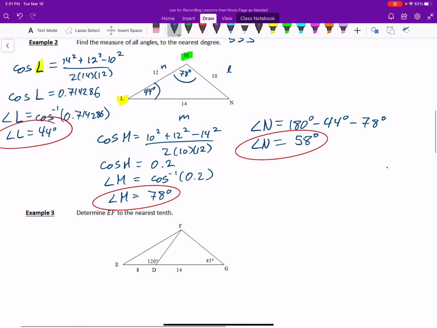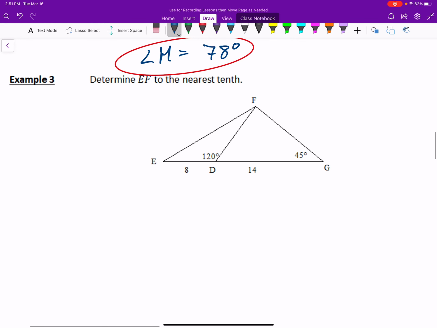Okay, and the last example, example 3. Determine EF to the nearest tenth. So EF means the side length between E and F. I'm just to find that. And I can see there's a couple other triangles going on here. And probably, just glancing at it to see which way I want to start.